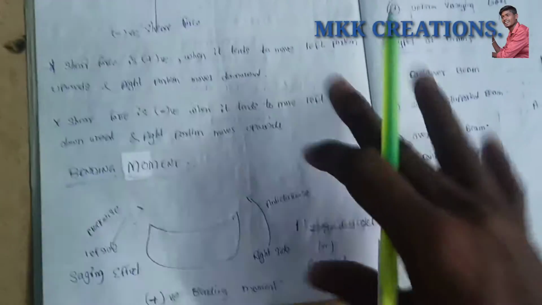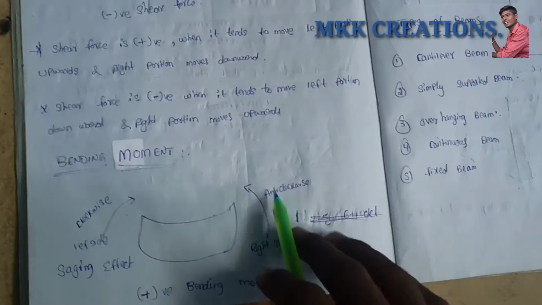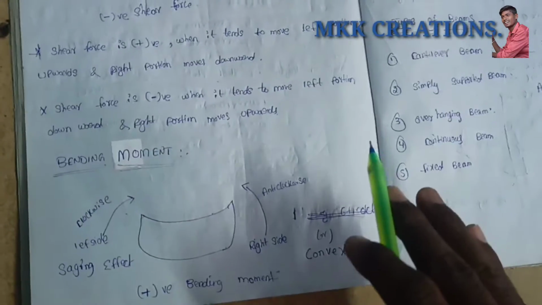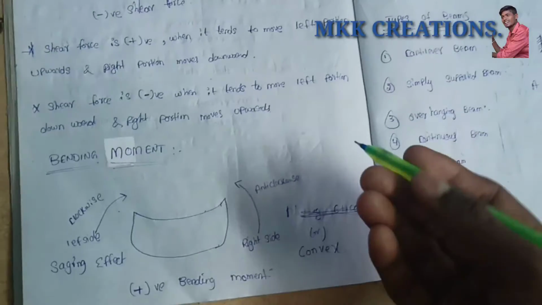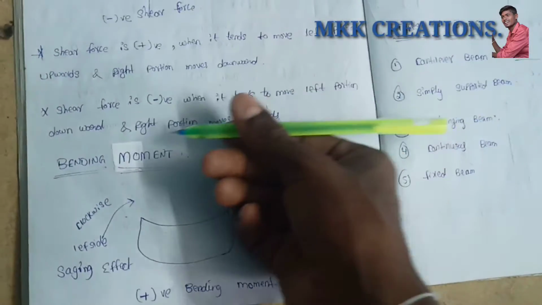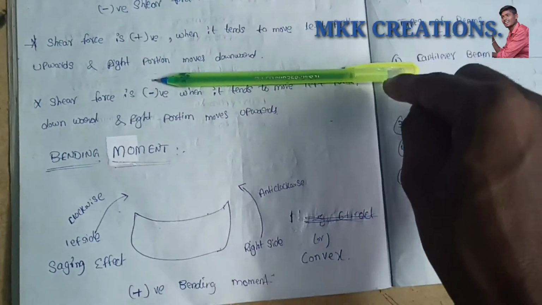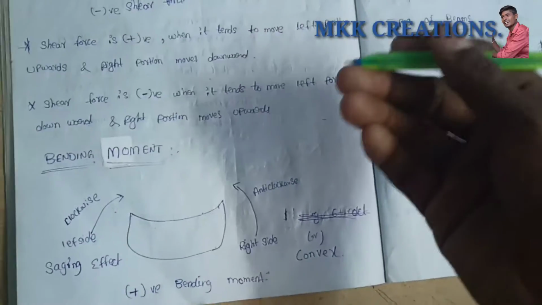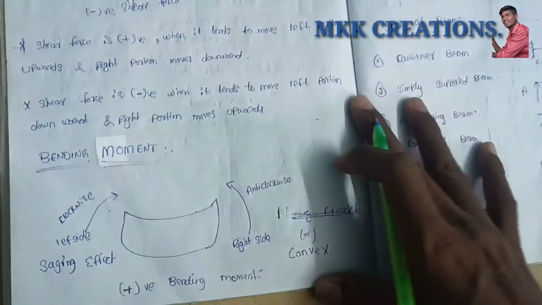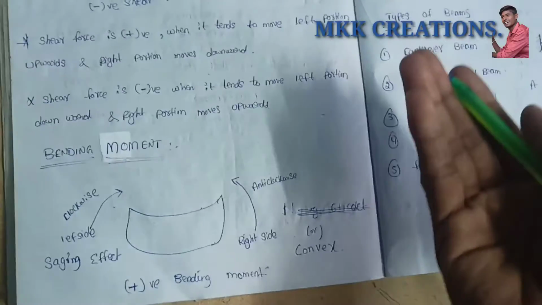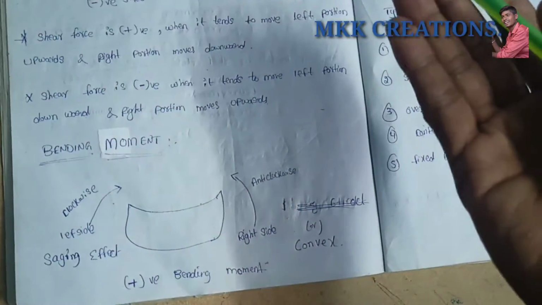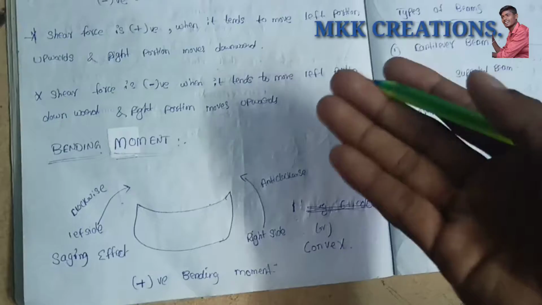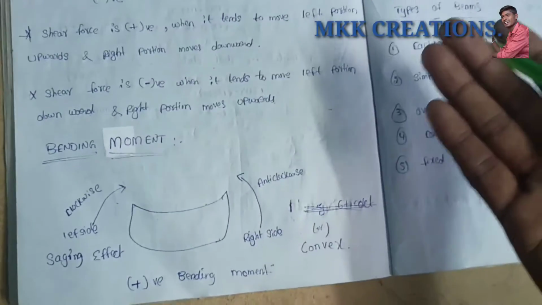Next, coming to the bending moment. Bending moment is nothing but force into distance or displacement, we can say. If a load acts on this body, it will be displaced some distance. At that time, it moves either clockwise or anti-clockwise.